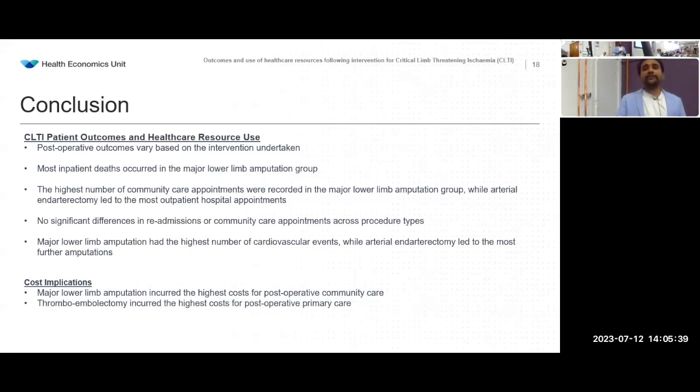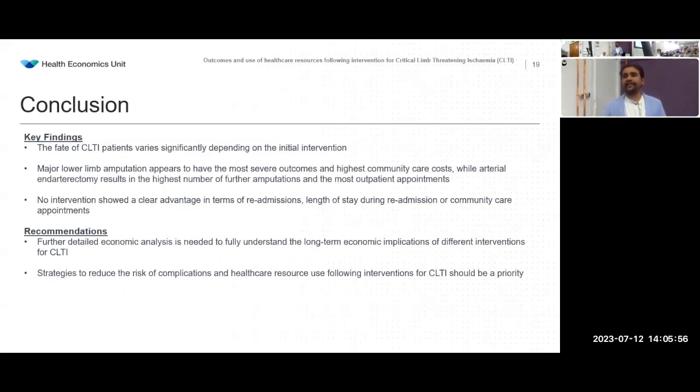And what were the cost implications? Major lower amputation resulted in the highest cost for post-operative community care, and thromboembolectomy resulted in the highest cost for post-operative primary care.